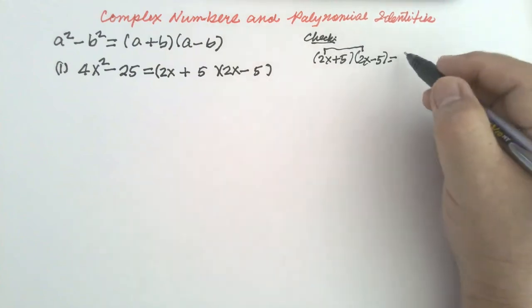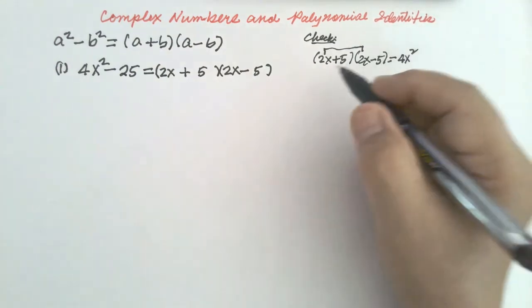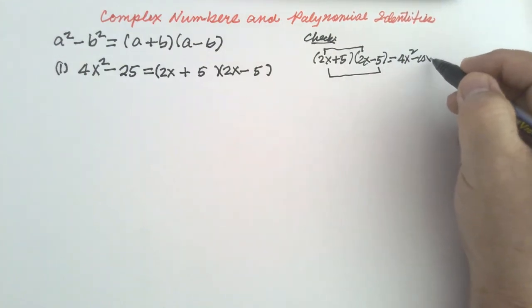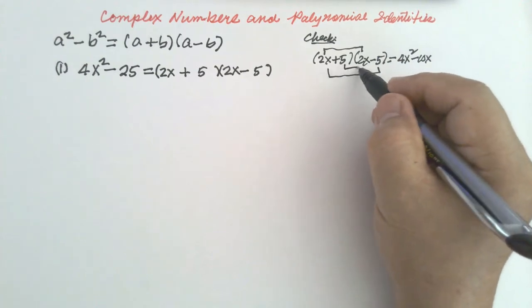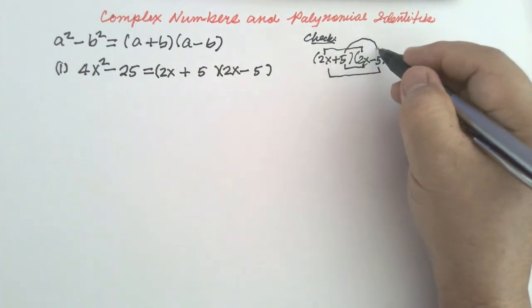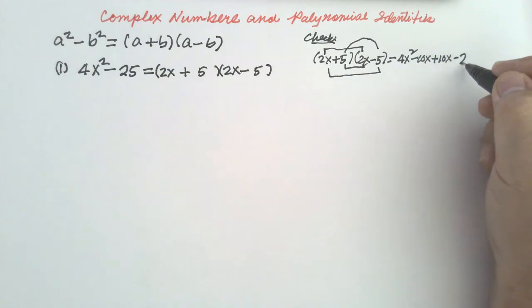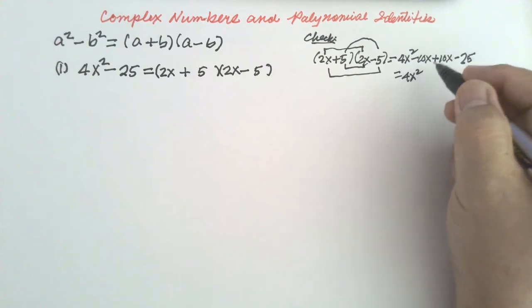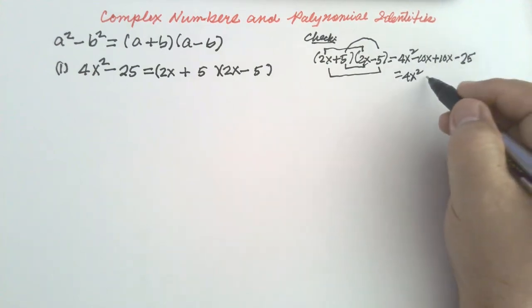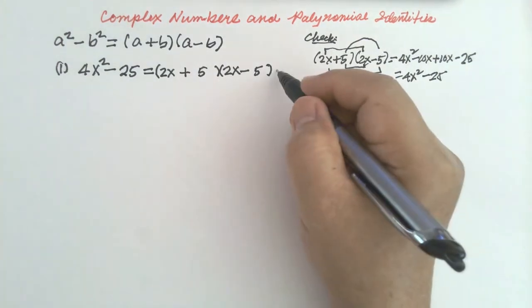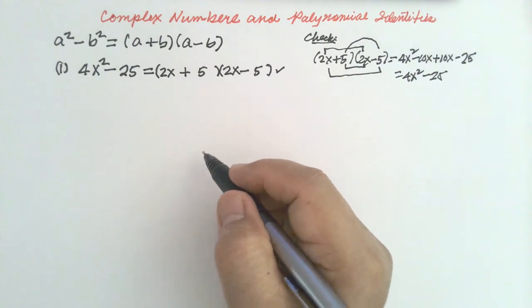First term times first term, 4x squared. Product of the outside terms, negative 10x. Product of the inner terms, positive 10x. Product of the last terms, negative 25. So this is equal to 4x squared, negative 10x, positive 10x, that's 0, negative 25. This is equal to this. So our factors are correct.